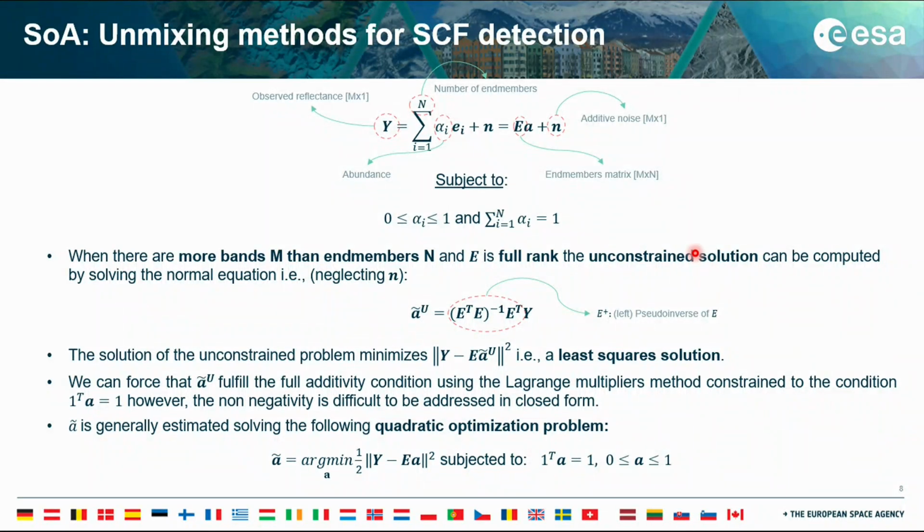First of all, if you are good at mathematics, you can understand that what I'm saying is that the observed reflectance is equal to a sum of all the endmembers that I have inside the resolution cell multiplied by the abundance, plus a noise that can be any additive Gaussian noise. And in matrix form it is something like this. This system of equations has to be subjected to two constraints. The first constraint is that our abundance is between 0 and 100%, so between 0 and 1, and the sum of all the abundances is equal to 1.